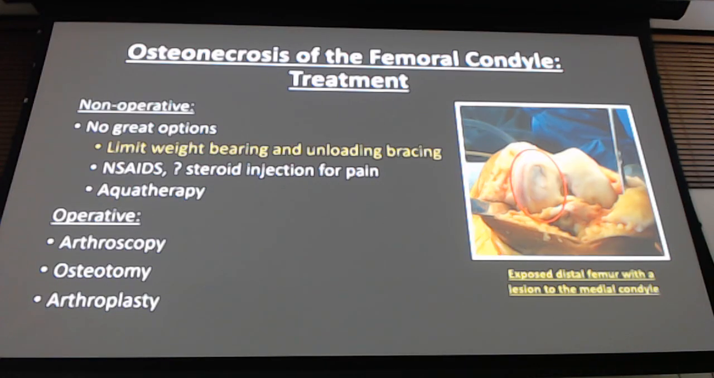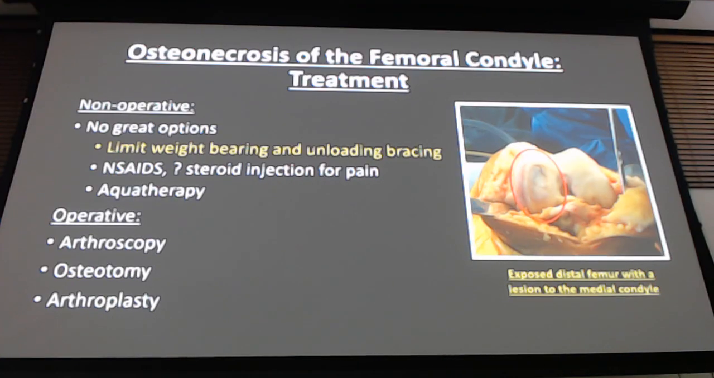So limit weight bearing and unloading braces. An unloading brace is usually custom. What it does is they will fit them for a brace that literally causes forces that offload the medial compartment. So if you have medial compartment weight bearing issues and you want to offload them, you use a medial compartment offloading brace. Is there such a thing as a lateral compartment offloading brace? Yes, but what's the most common? Medial femoral condyle. We'll stick with that.